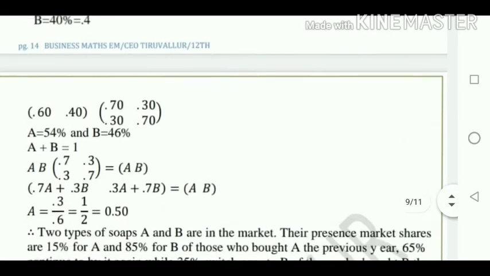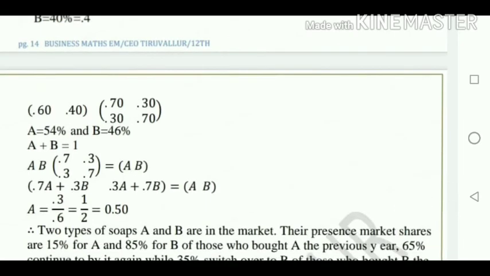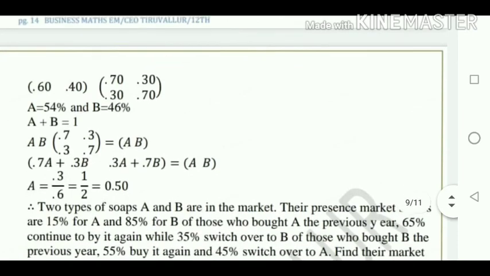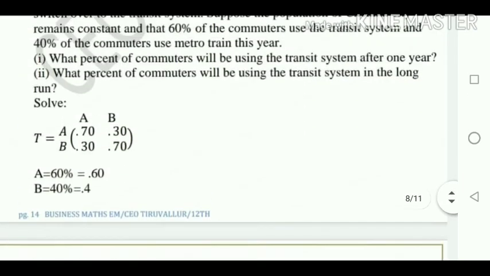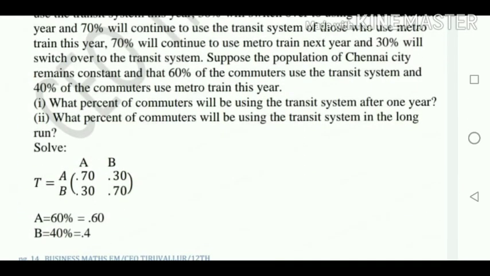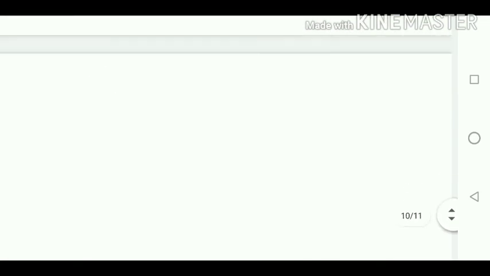Now finding the value of A by applying the value of B equal to 1 minus A. So 3.6, that is 1 by 2. This is the answer for this question. They are asking about A only. What percent of commuters will be using the transit system after 1 year? And the second question is, what percent of the commuters will be using the transit system in the long run? Long run, this is the answer.